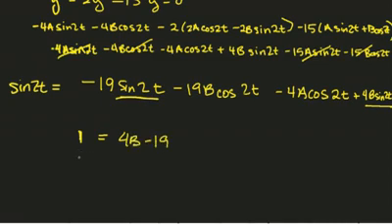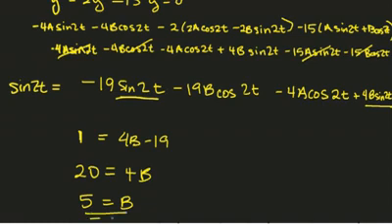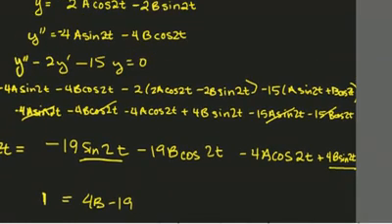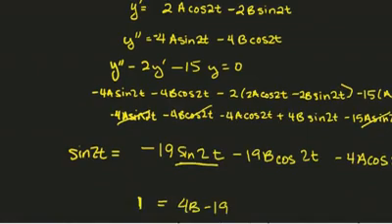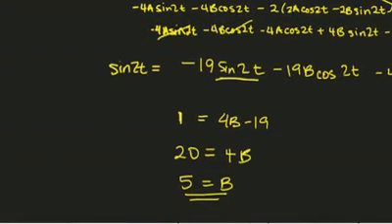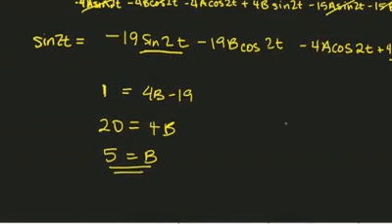Add the 19 on both sides. B is equal to 5. So if you come back up here, B was the coefficient of cosine. Even though we started out with a sine term, it looks like our particular solution has cosine. So what would you do for your particular solution?